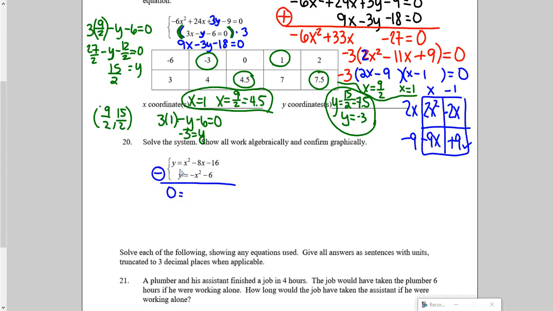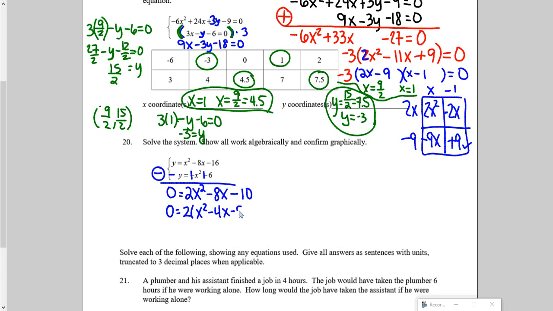x squared minus negative x squared is positive 2x squared. Negative 8x minus, there weren't any, so that's just negative 8x. Negative 16 minus negative 6 is the same as negative 16 plus 6. Probably would have been easier to just go ahead and change them all along. All right, now I want to factor. I can take a 2 out as a GCF.